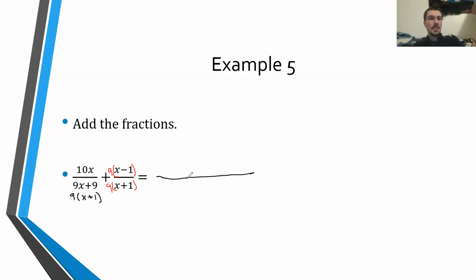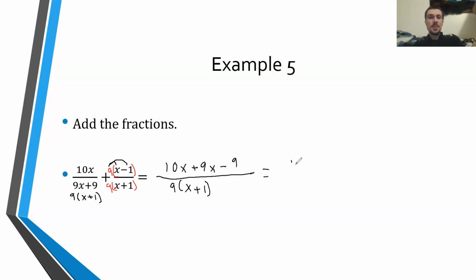I'm going to kind of skip a step here, because now I can just write the common denominator, which is 9 times parentheses x plus 1. In general, leave the bottom factored. Distribute on top, but leave the bottom factored. And then distribute the 9, so we will have 10x plus 9x minus 9.